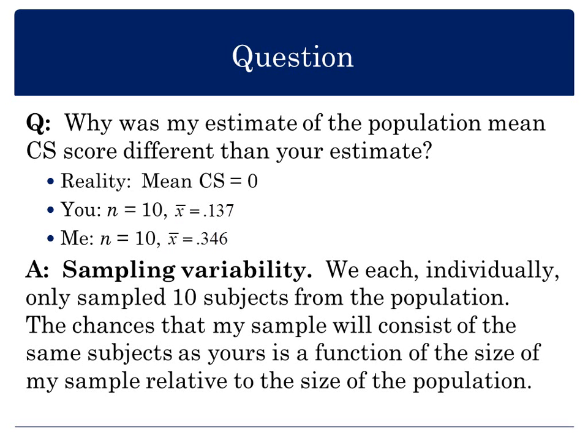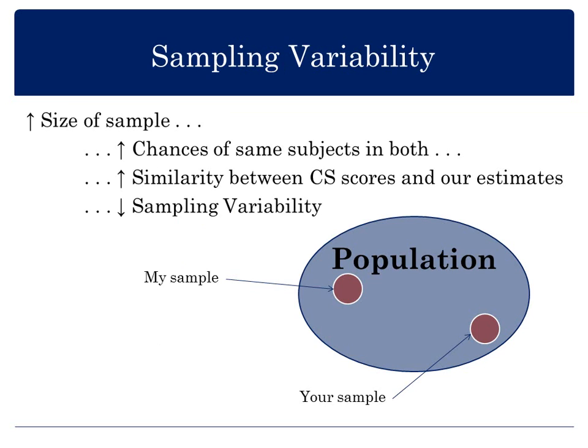So sampling variability is the issue here. We each individually only sampled 10 subjects from the population. The chances that my sample will consist of the same subjects as yours actually is a function of the size of my sample relative to the size of the population. So what do I mean by that? This is really what just happened, right? We had this huge population. I took a tiny, tiny picture of it, and you took a tiny, tiny picture of it. So there's lots of room for us to get truly independent samples where I have 10 different subjects than you.